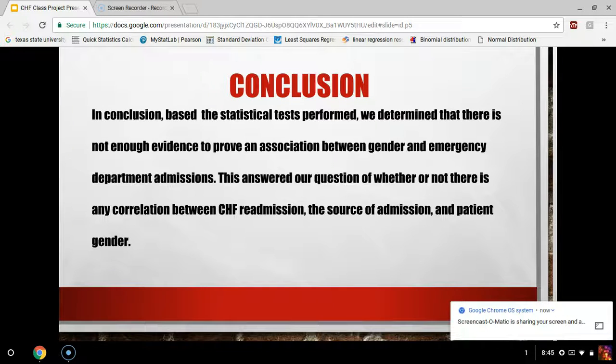Overall, in conclusion, based on the statistical test performed, we determined that there is not enough evidence to prove an association between gender and emergency department admissions. This answered our question of whether or not there is any correlation between CHF readmission, the source of admission, and patient gender.